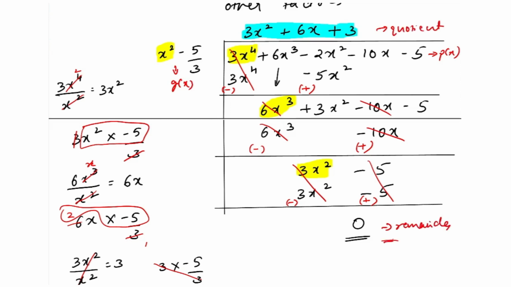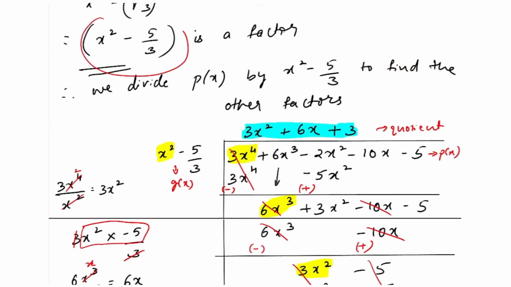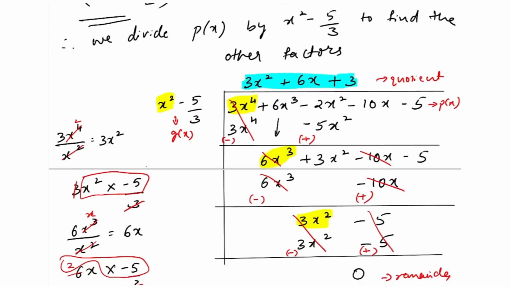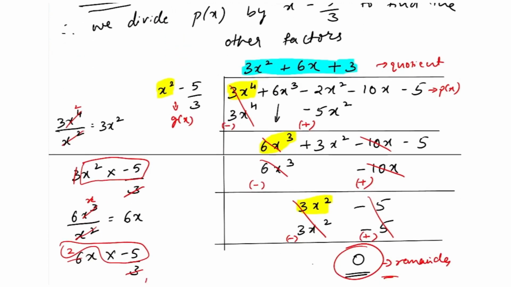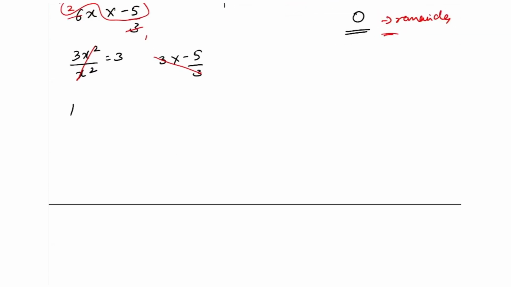So we got 0 because here we have said that this is a factor of our polynomial p of x. Since this was a factor, we got 0 when we divided, or else we would not have got 0 here. Now let us consider the quotient term and we'll factorize. So here, let us factorize the quotient. So if we notice here, we have 3x square plus 6x plus 3.